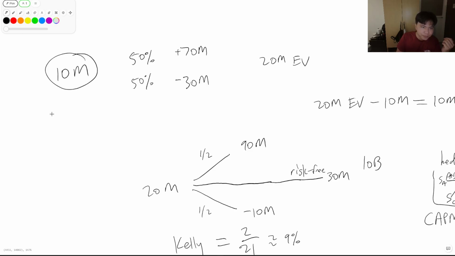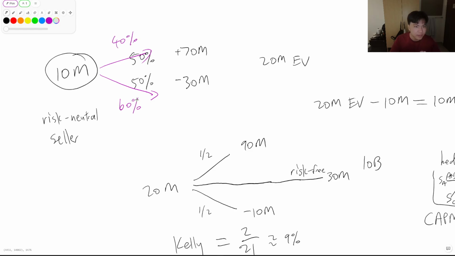And if they assume a risk neutral seller, right? So some seller with this toxic position, high variance, but if they assume that the seller was risk neutral, then they will actually infer probabilities of 40% and 60%, right? They actually think that coin flip is biased, if they see you transacted at $10 million.